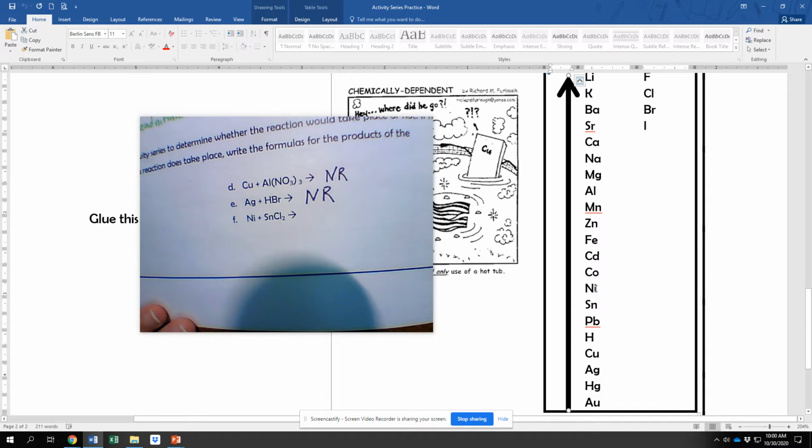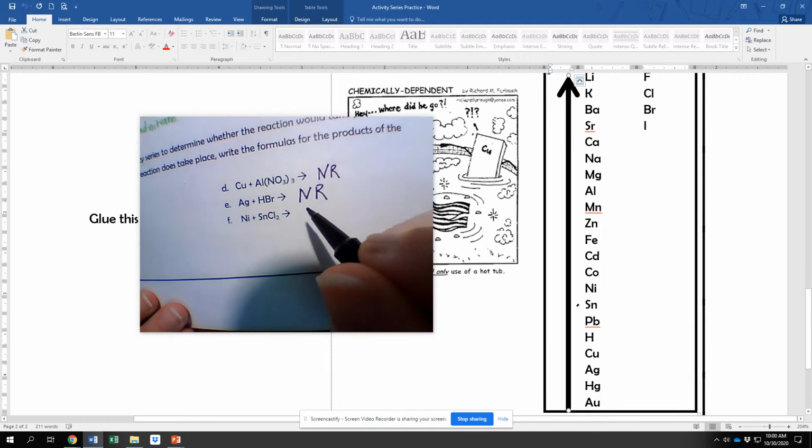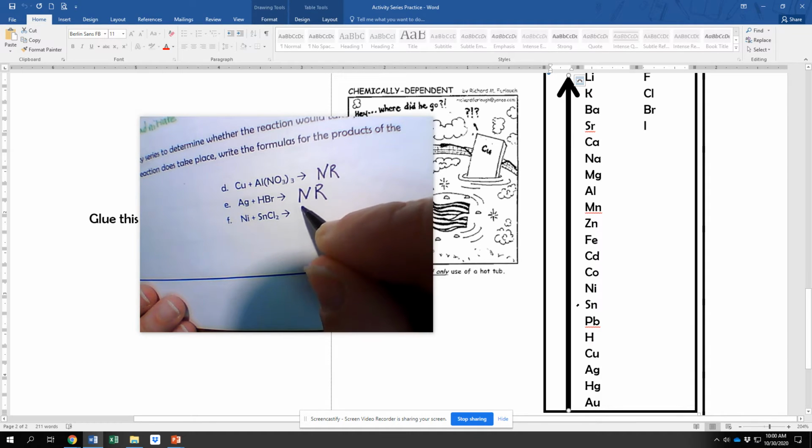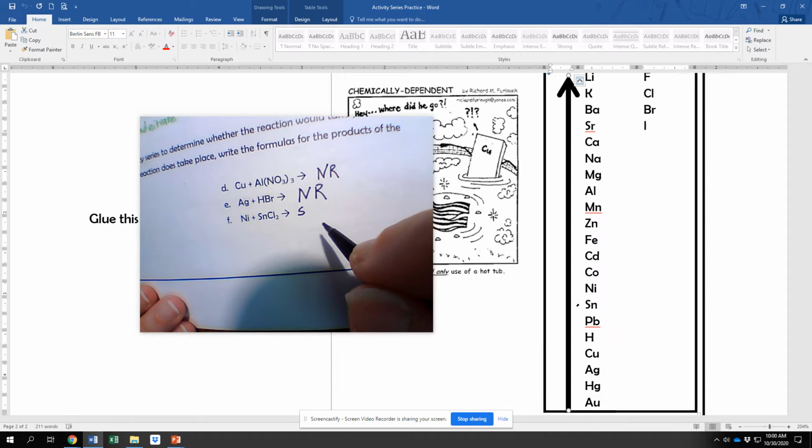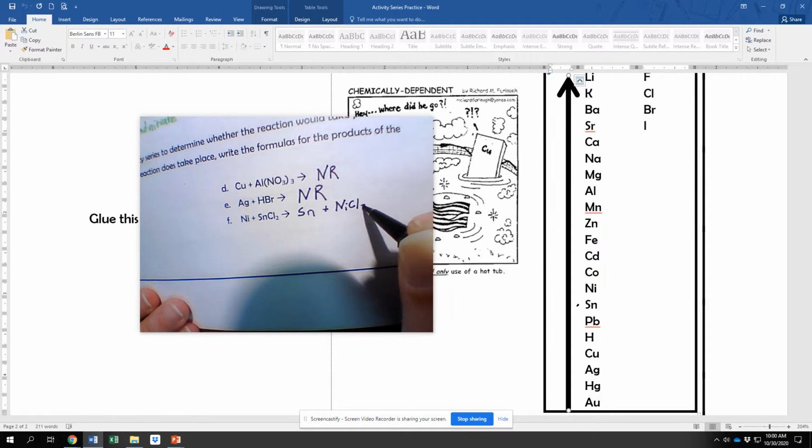And our last one, nickel and tin 2 chloride. Well, nickel is here above the tin. So nickel will replace tin. So they're right above each other, or they're not right above each other, but they're going to bond the same way. So we're going to have tin and nickel 2 chloride.